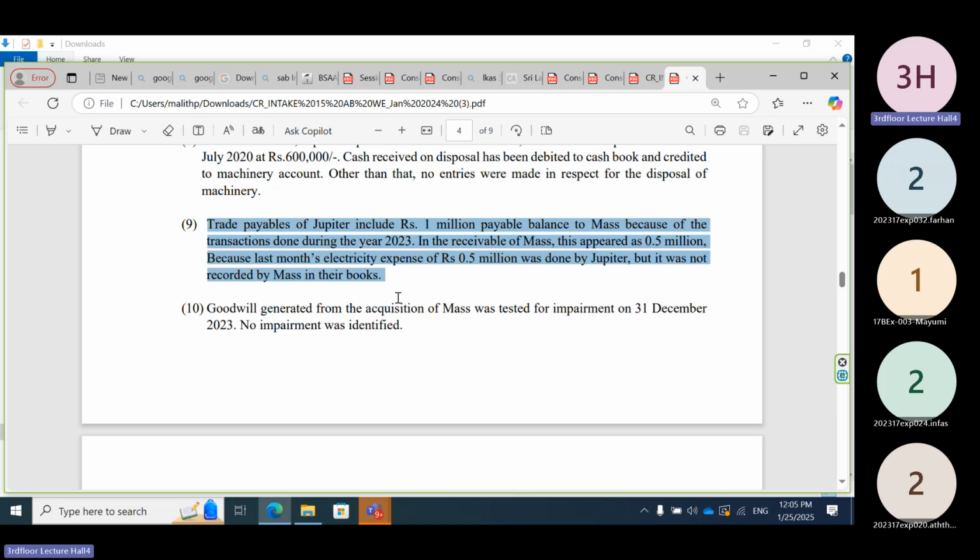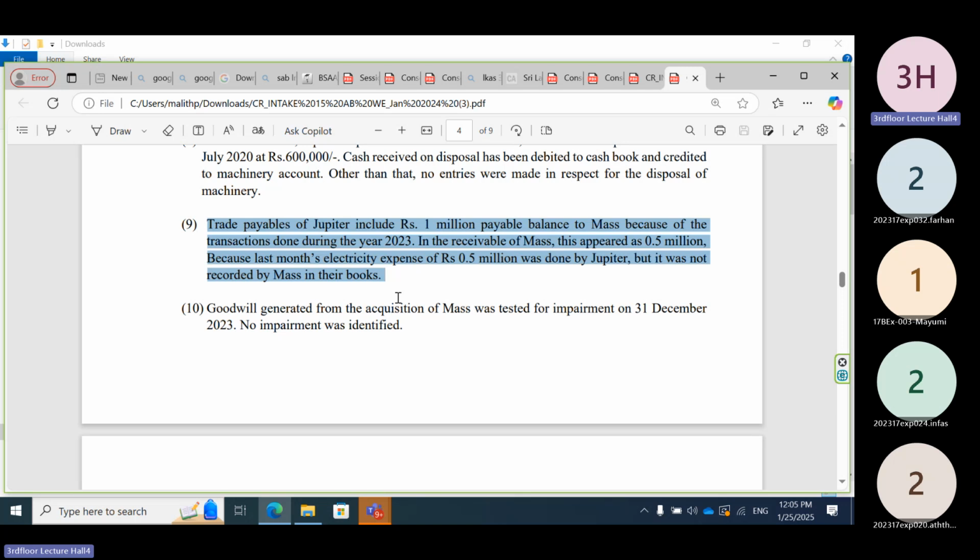Paid by Mars, but it was not recorded by Mars in their books, right? So the electricity expense was paid by Mars on behalf of Jupiter. If Mars is paying an expense on behalf of Jupiter, how are they recording that?